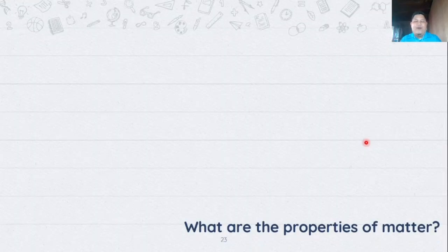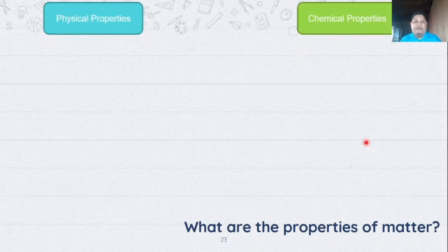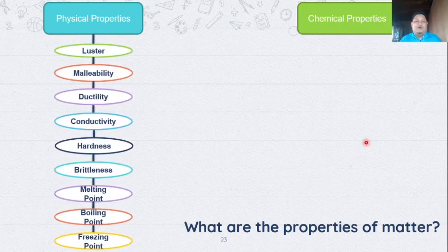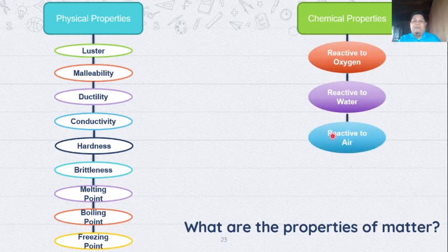Now, what are again the properties of matter? There are two properties of matter, physical properties and chemical properties. These are the two categories. Within the physical properties, we talk about luster, malleability, ductility, conductivity, hardness, brittleness, melting point, boiling point, and freezing point. And for chemical properties, we talk about reactive to oxygen, reactive to water, and reactive to air.